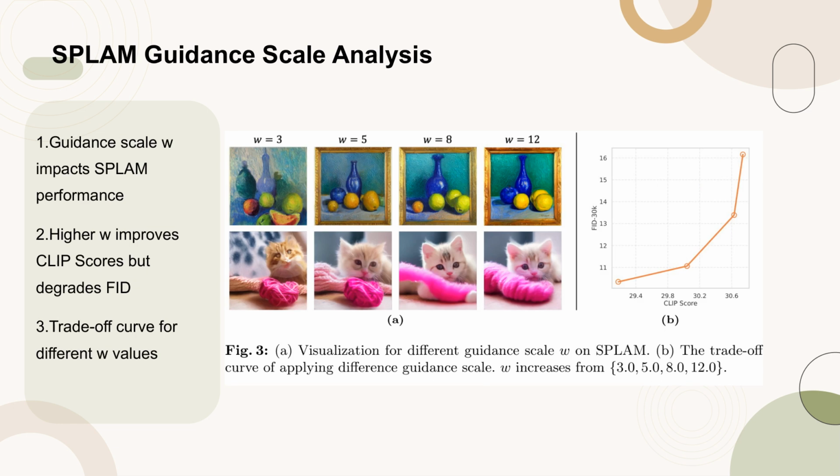Figure 3 illustrates the impact of varying the guidance scale W on SPLAM. Part A provides a visualization of how different values of W affect the performance of SPLAM. Part B shows the trade-off curve as the guidance scale W increases from 3.0 to 12.0. While a higher W value enhances sample quality, as indicated by CLIP scores, it also results in a decline in FID performance and oversaturation. This analysis highlights the critical role of the guidance scale W in balancing the semantic alignment and the quality of the generated images in SPLAM.